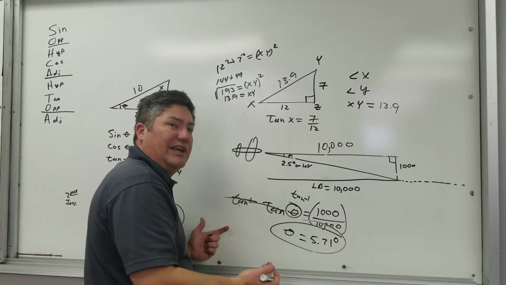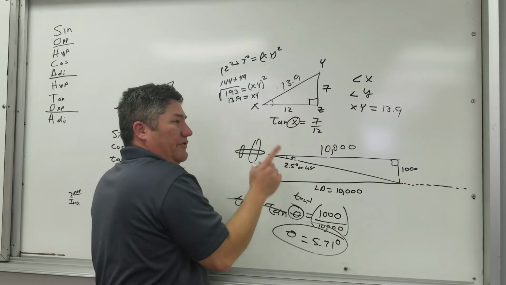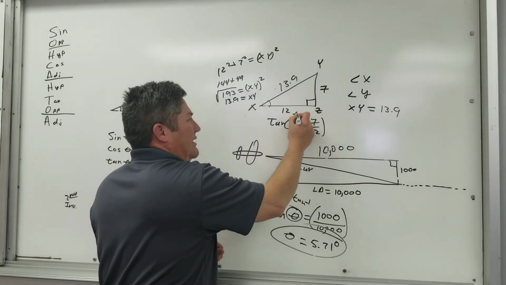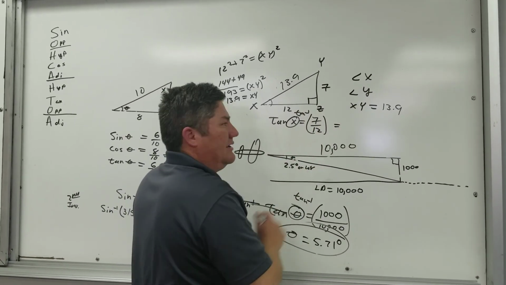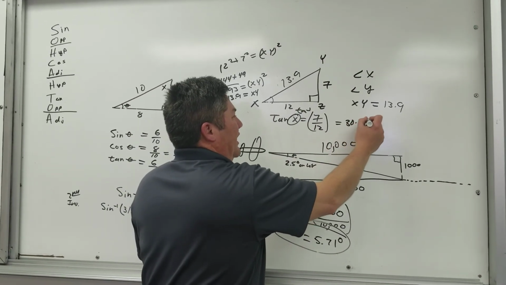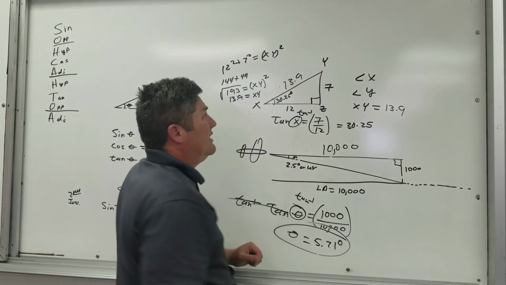Now I just use my second key because I'm finding the value of x. I'm finding that angle. When you're finding an angle, use the second key: tan to the negative 1 of 7 divided by 12, which is 30.25. That's that angle measure. 30.25 degrees.